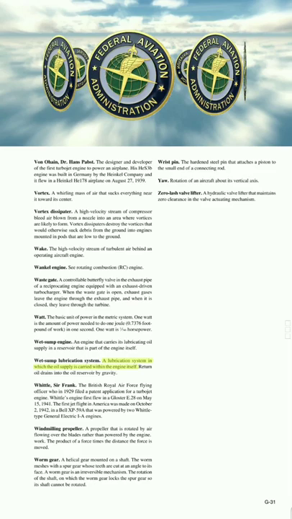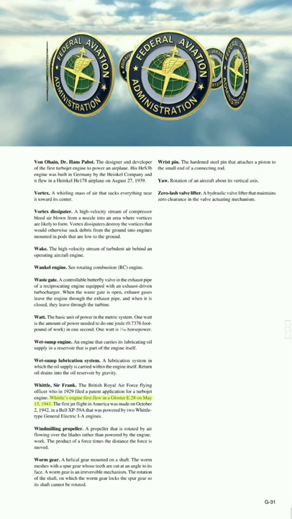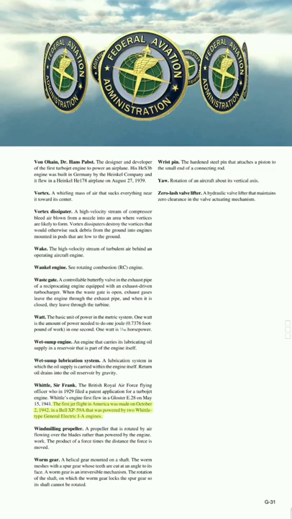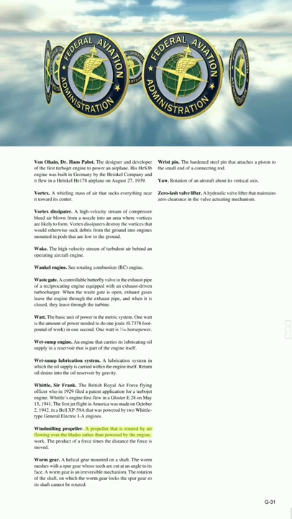Whittle, Sir Frank. The British Royal Air Force flying officer who in 1929 filed a patent application for a turbojet engine. Whittle's engine first flew in a Gloster E.28 on May 15, 1941. The first jet flight in America was made on October 2, 1942, in a Bell XP-59A that was powered by two Whittle-type General Electric I-A engines. Windmilling propeller. A propeller that is rotated by air flowing over the blades, rather than powered by the engine.